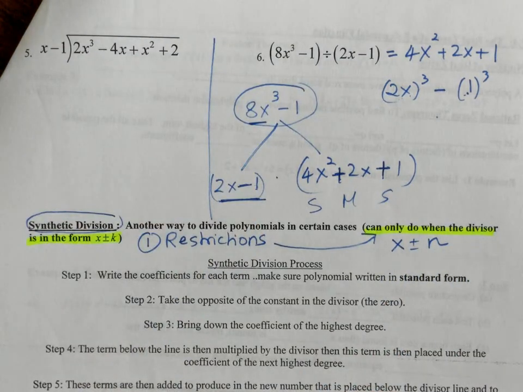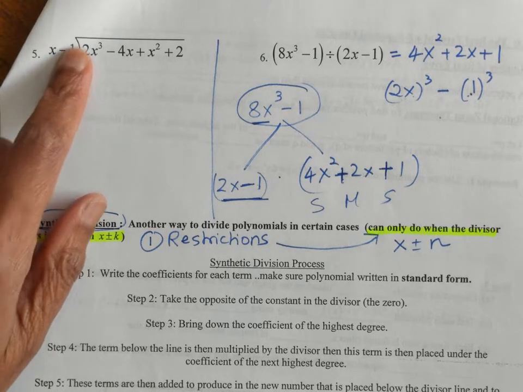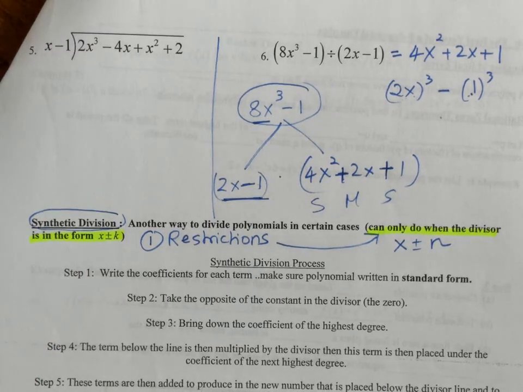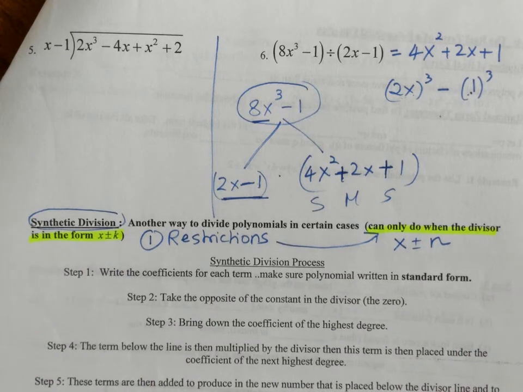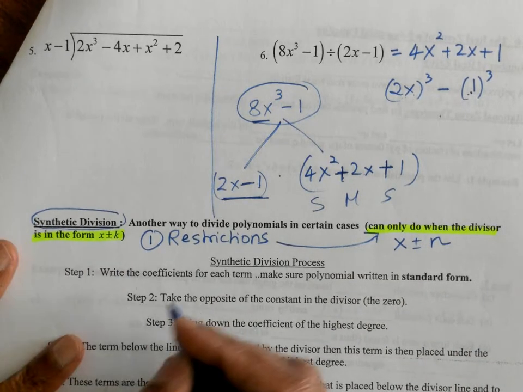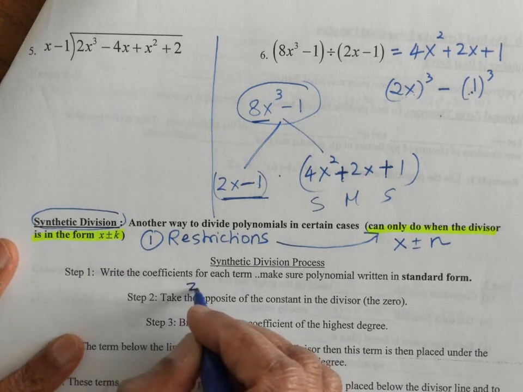So synthetic division is very specific, but it works really well when you're trying to find factors of this kind. It's easy to find factors of this kind. So it has its purpose. But you have to keep in mind, when you are told to divide polynomials and you decide to use synthetic division, the divisor has to be of the form x plus or minus some number. That's one thing.